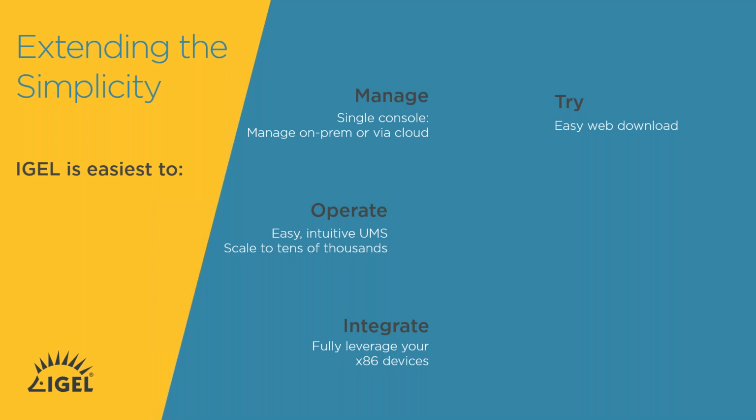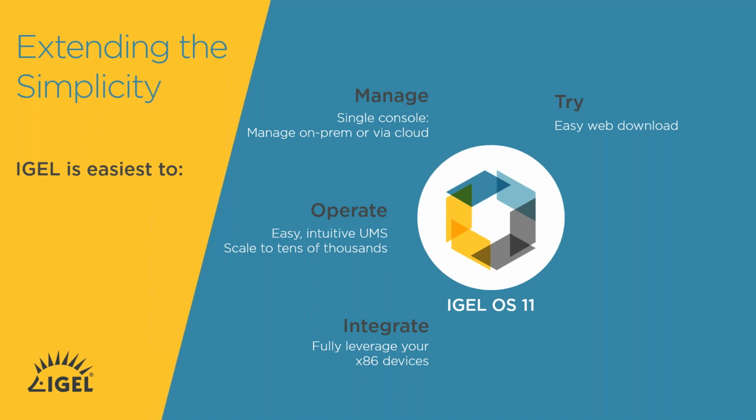Easy to operate. The UMS is known for its simplicity, known for its scalability. It's literally a single IT administrator can manage tens of thousands of these endpoints from a single console. And then easy to manage, right? From this single console, you can manage devices on network or off from the UMS. However, with OS 11, we think we're making it easier to buy. Now, if you've been buying nothing but so-called thin clients from us, it'll be very similar.